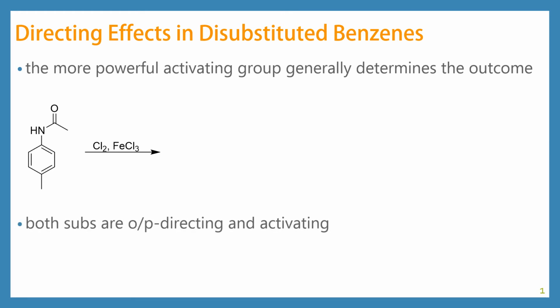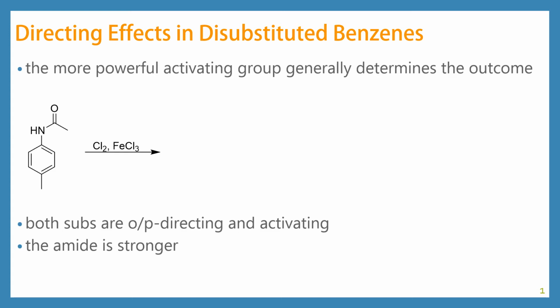So we're going to analyze this structure and then figure out which products are possible. Both substituents are ortho-para-directing and activating. The amide is actually stronger because it has a lone pair which is able to contribute to resonance forms, whereas the methyl group is going to be able to stabilize a carbocation due to electron donation. The lone pair on the amide can actually contribute. So that is going to be our stronger activating group, and it gets to win.